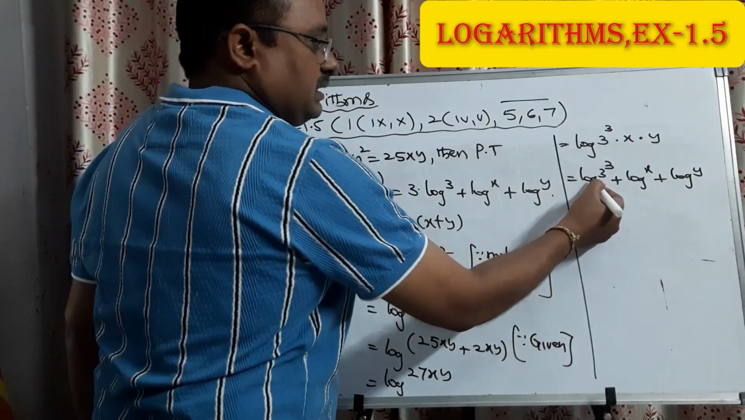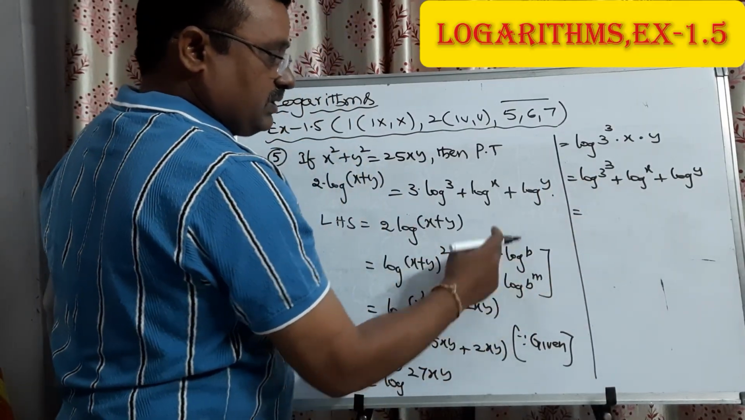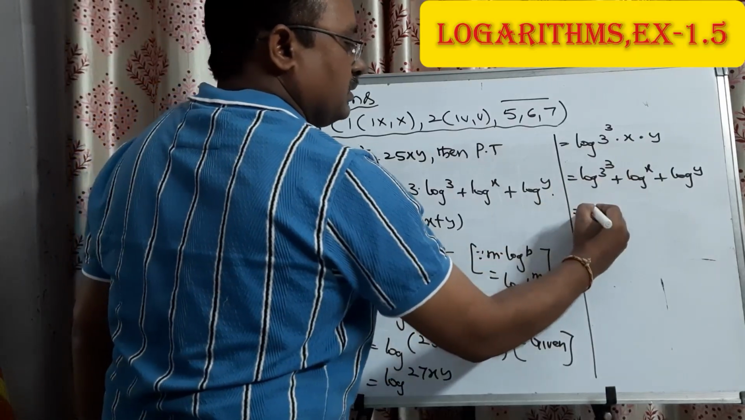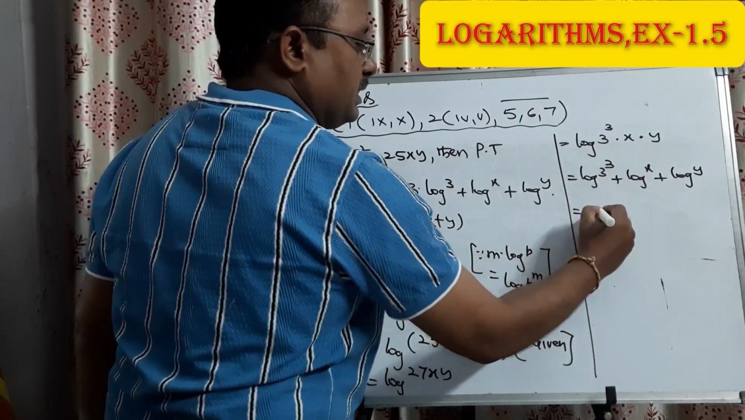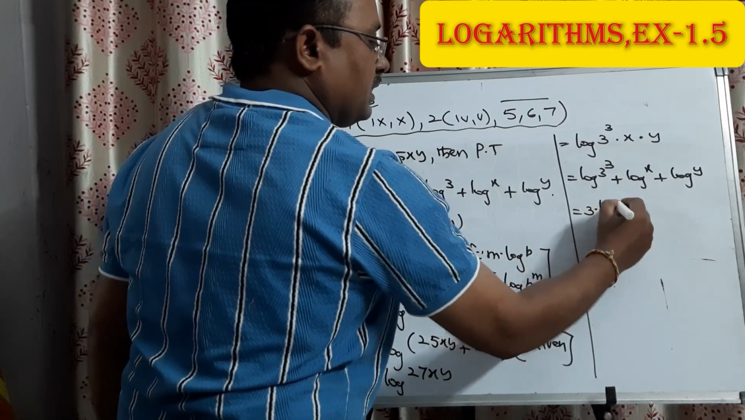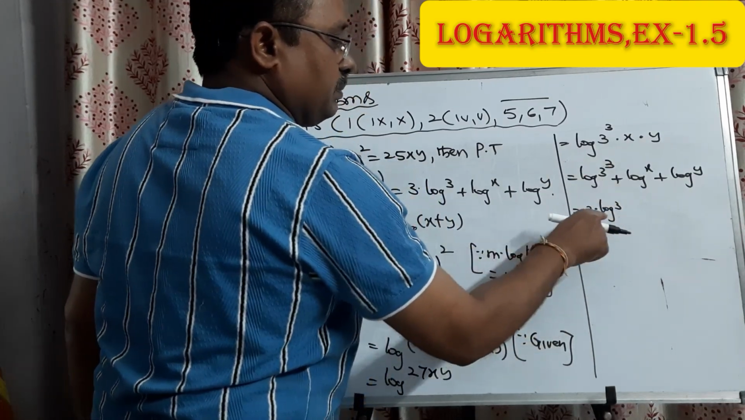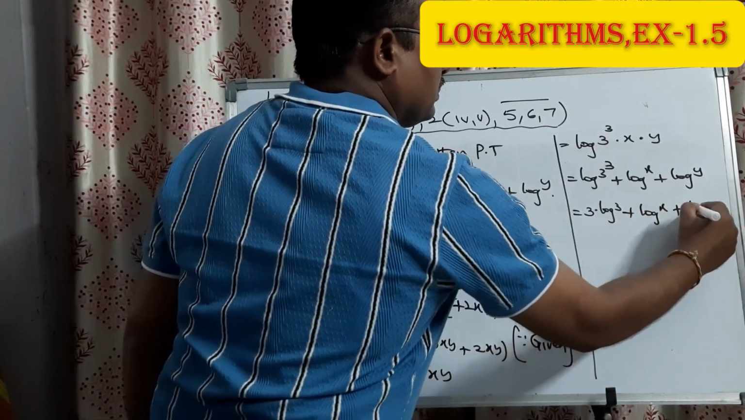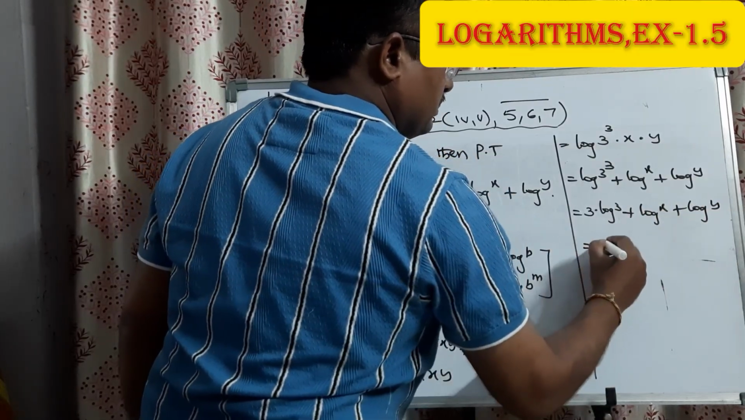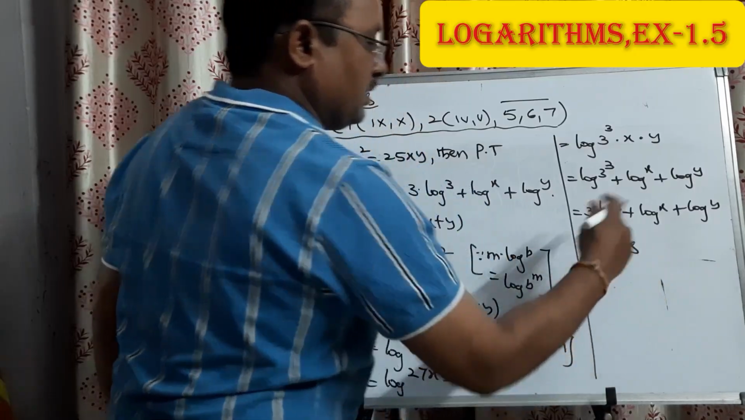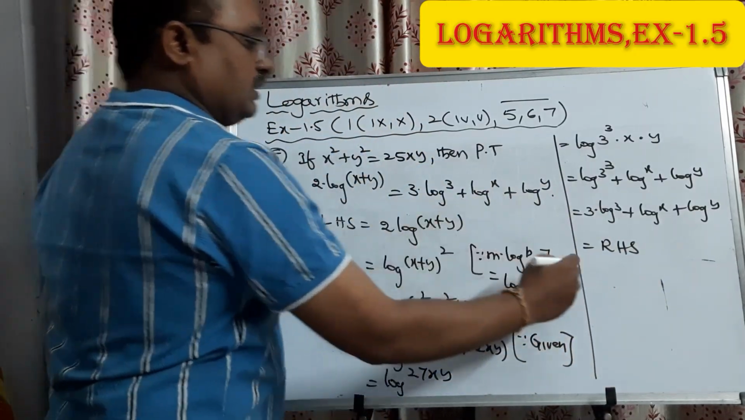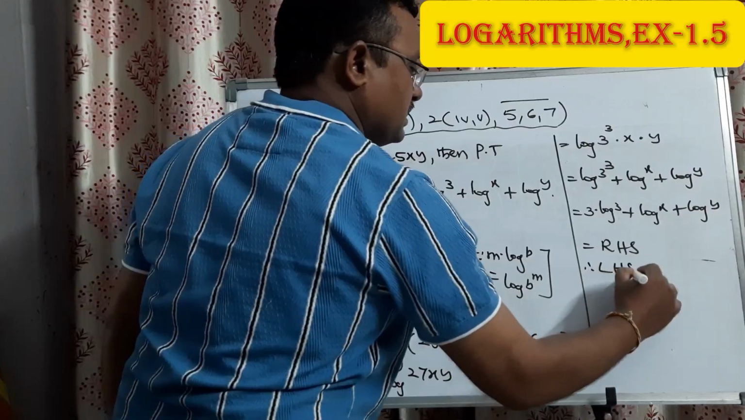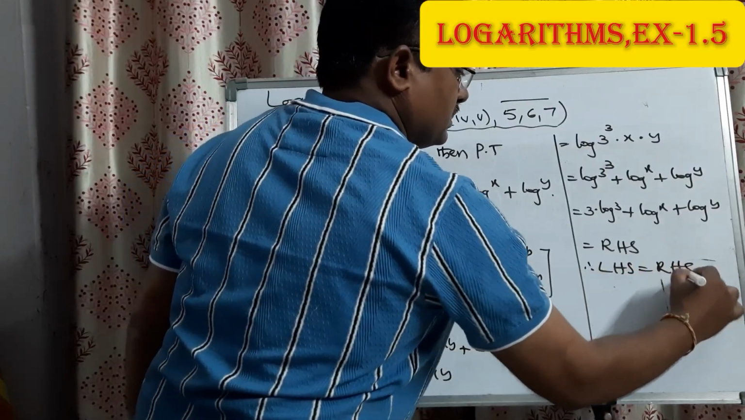Now it is looking like the reverse formula, log b power m, so the power becomes a multiple into log 3 plus log x plus log y. That is equal to RHS. We got RHS. Therefore LHS is equal to RHS.